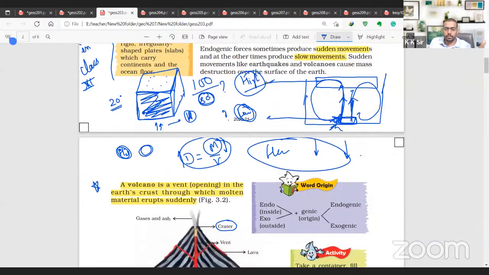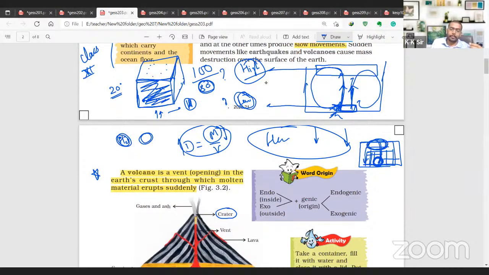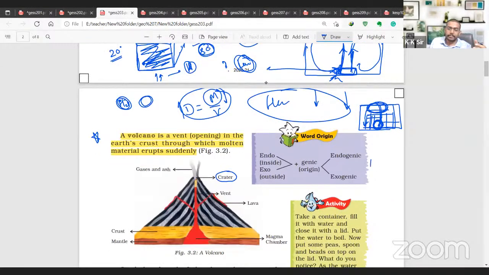Now all of us know that in a water body, the lower density thing will always be at the top. The higher density thing will be at the bottom. What is heavy will sink, what is light will come up. So this bubble or this water packet, whichever region has become hot, will come up and the rest will go down.